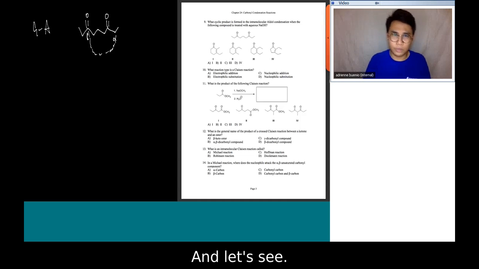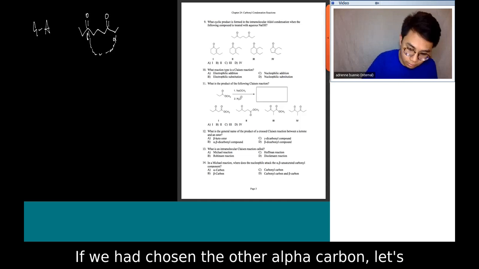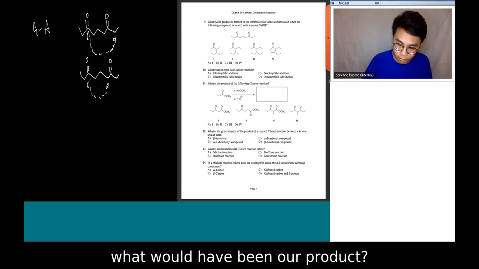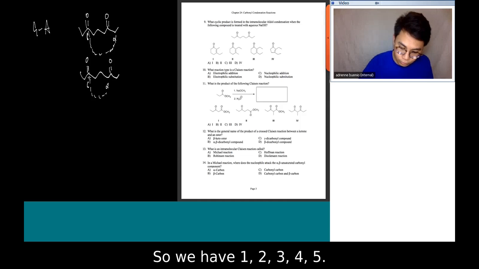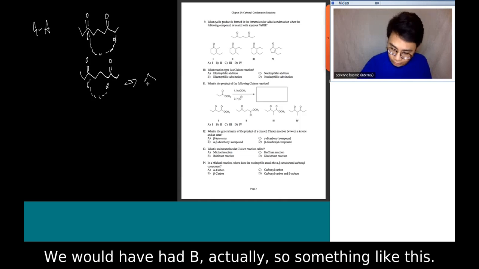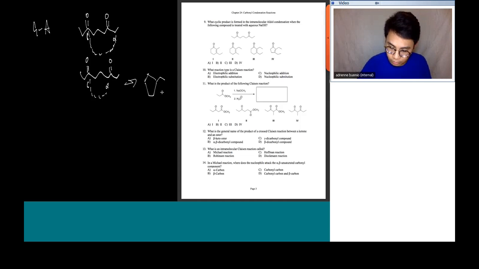And if we had chosen the other alpha carbon, let's say this one, if we made a bond right there, what would have been our product? So we have 1, 2, 3, 4, 5, right? So we would have had something like this. We would have had D, actually, something like this, right?